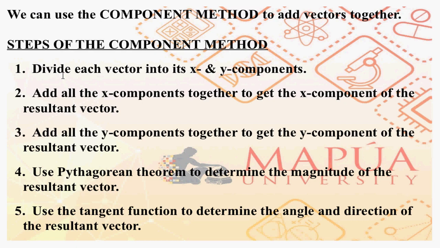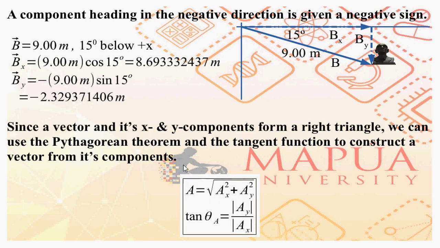After dividing the vectors into their components, add all the x components together, and you will get the x component of the resultant vector. Add all the y components together, you get the y component of the resultant vector. So going back to the previous slide, you know x and y component, ax, ay. Knowing ax, knowing ay, you'll be able to get the magnitude of a.